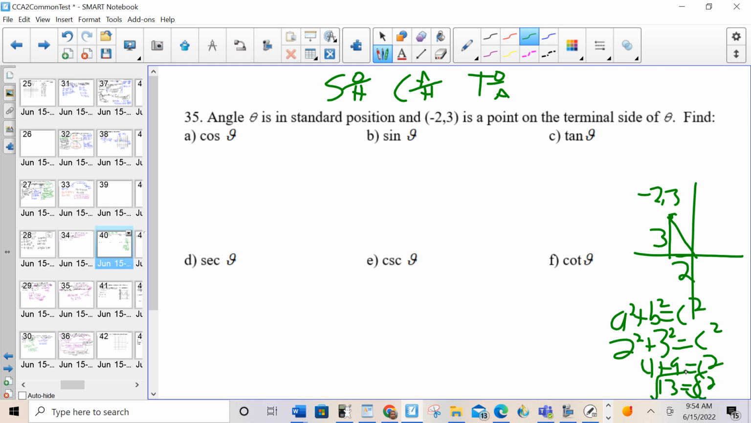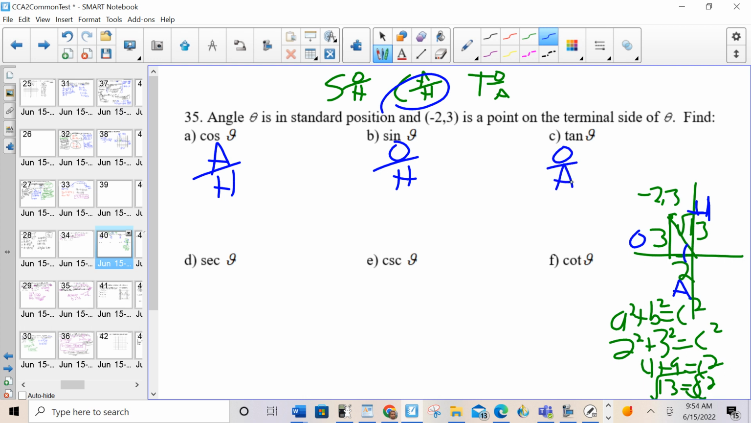And I get radical 13. From here, SOHCAHTOA. H is the hypotenuse, the long slanted side, opposite the right angle. The angle always connects my h to my a. That's my o. Cosine is a over h. Sine is o over h. Tangent is o over a. A over h is 2 over rad 13.